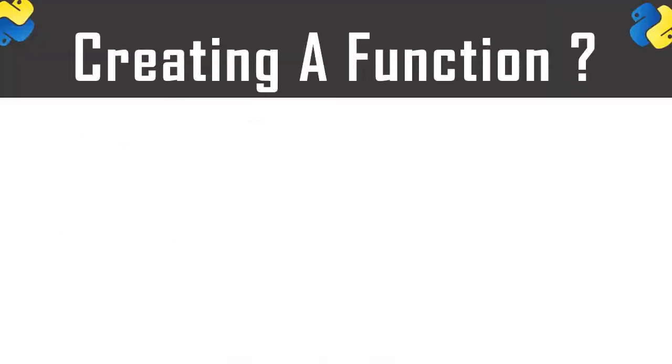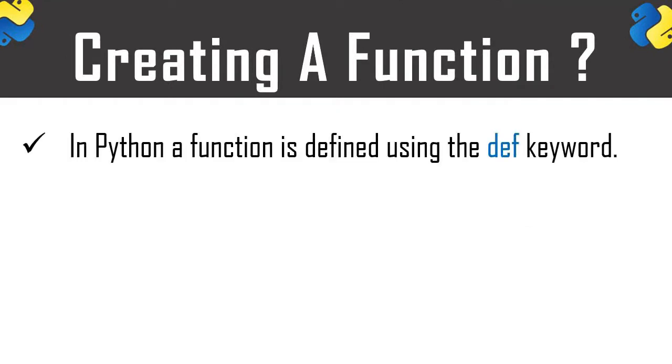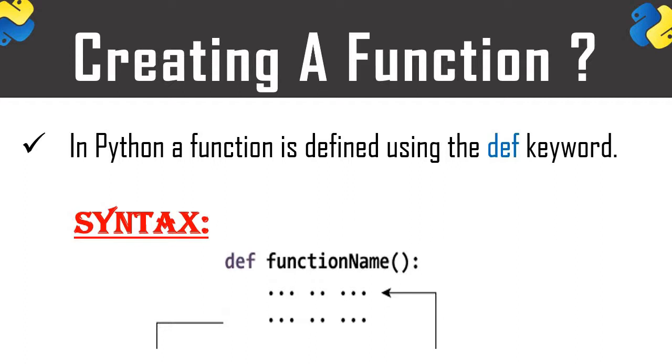Now let's move on and see how to create a function. In Python, a function is defined using the def keyword. To define a function, you need to declare it using the def keyword. And the syntax for defining is first we have to write def, then we will write our function name. And after the colon, we will use the indentation that we were using in for loop or if else statements. And then we will write the body of the function. So this is the way to declare or create a function.